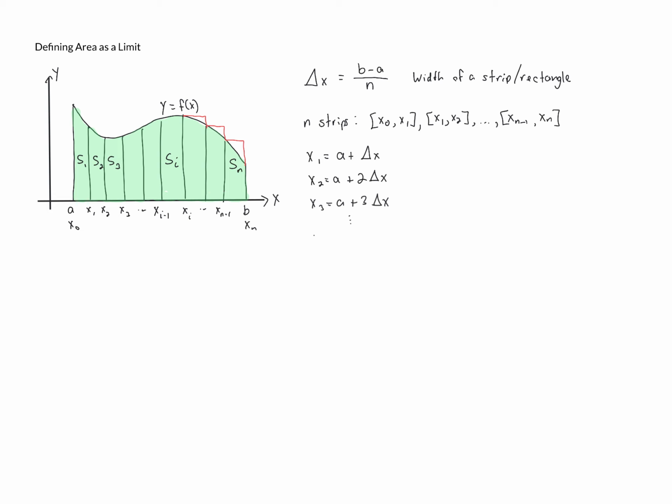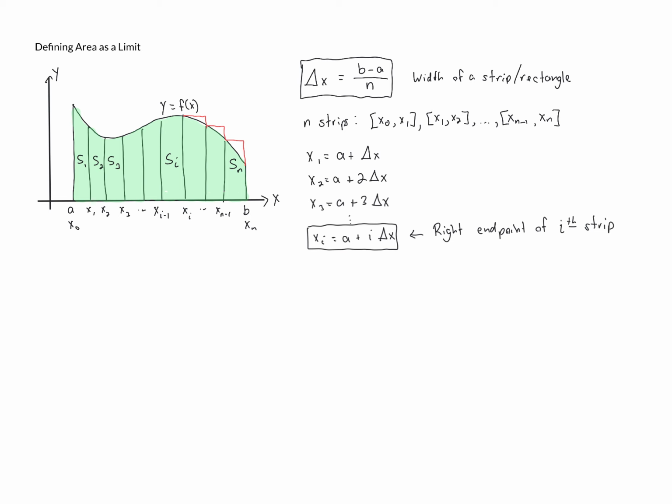And if we keep going, for any generic strip in the middle, x sub i, that's going to be a plus i times delta x. So we've got the width of a strip or a rectangle as delta x. And then this is a formula for the right endpoint of the ith strip. Strip or rectangle, same difference.